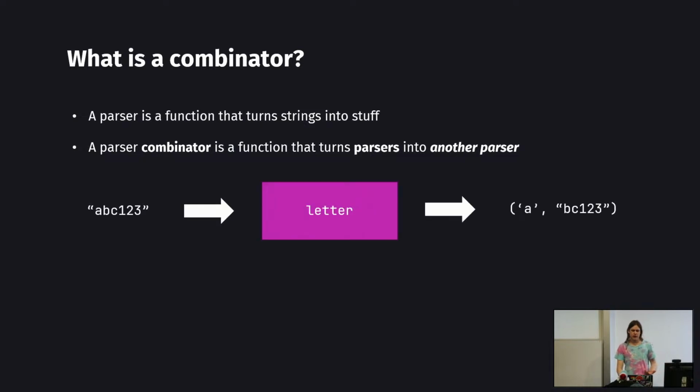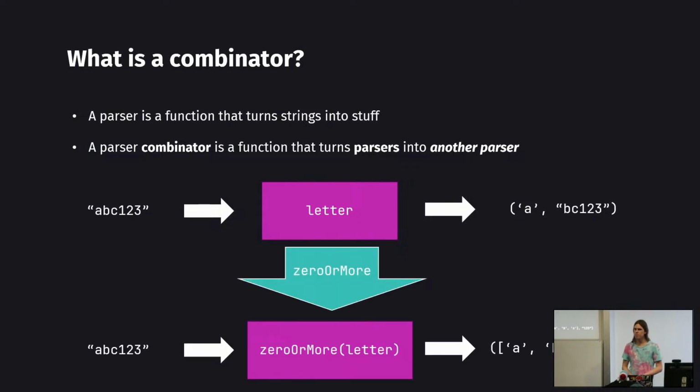Here's a parser, letter. It just takes the first letter, from A to Z, chops it off the beginning, and returns it as a character. Our first combinator is one that I've called zero or more. It's a function that takes in a parser and turns it into a new parser, for example zero or more letters. It's another parser that takes in our string and instead parses zero or more letters. It's basically going to run a parser until it fails and return a list containing all of the values that it returned.